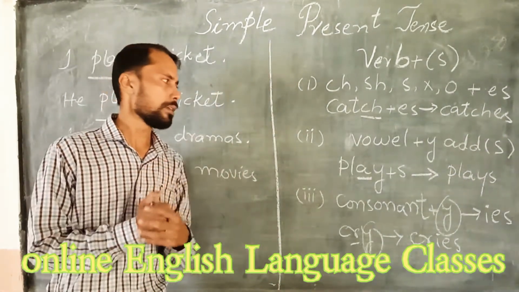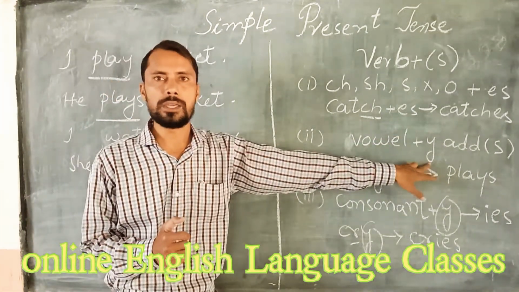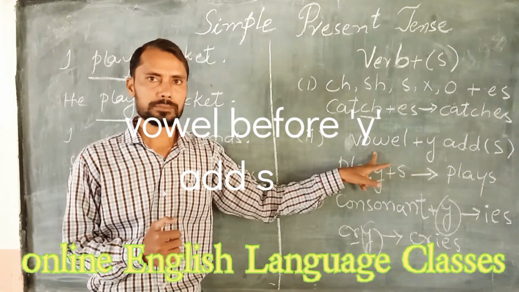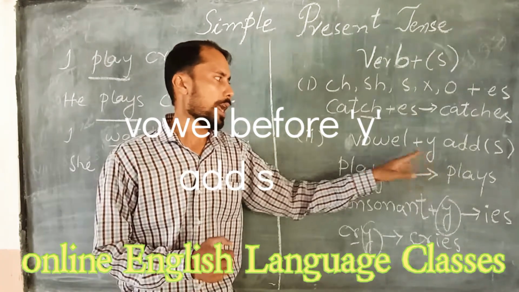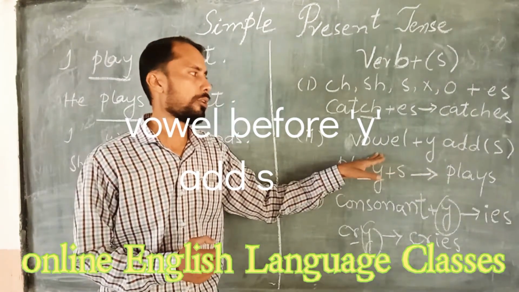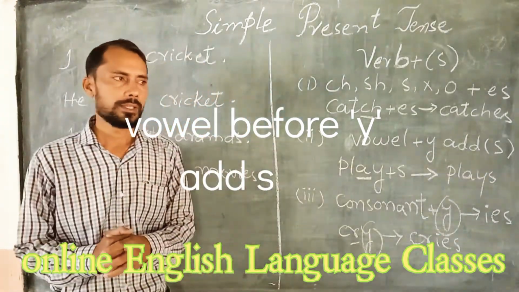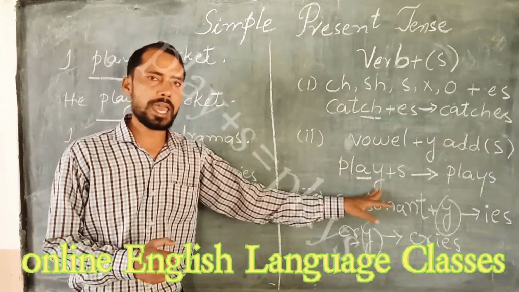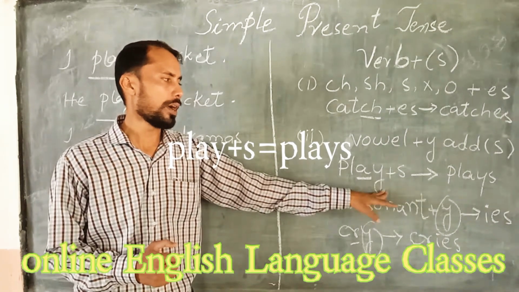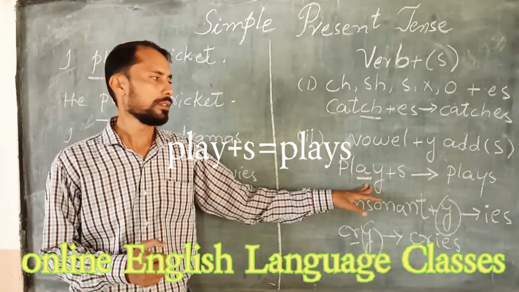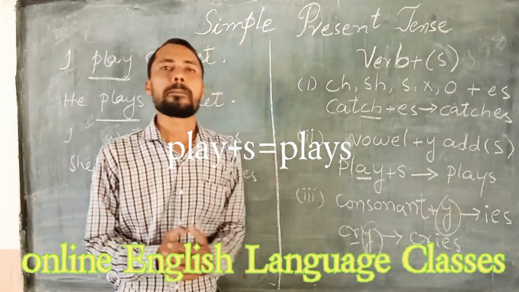Okay, number 2. If your verb ends on letter Y before a vowel, okay? Your verb ends on letter Y and there's a vowel letter before it, so you only add S in the end. For example, play. There is A before Y, that is a vowel letter, so we only add S, and it becomes plays.